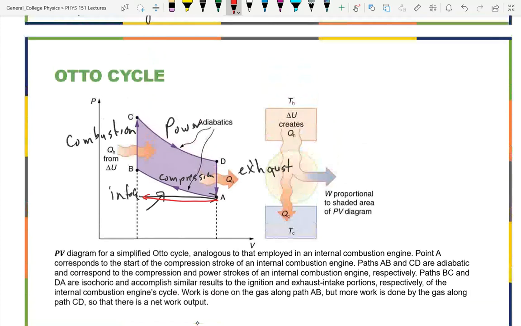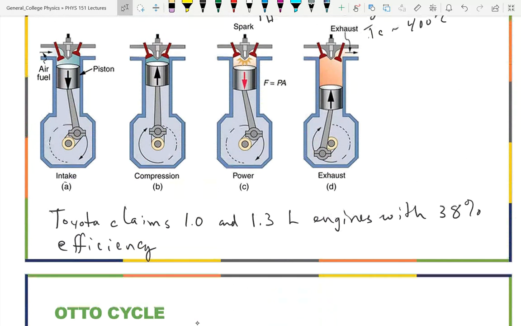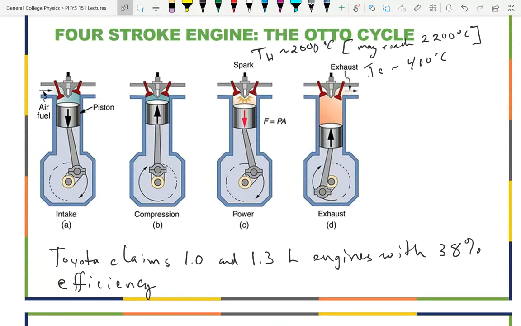Toyota has announced that they have an engine that they claim gives you 38% efficiency. That's a small engine, by the way, 1 or 1.3 liters. It's a pretty small engine. But they claim that they can get 38% efficiency out of this. If you have a diesel engine, the diesel engines get slightly better efficiencies, around 40% or more or so. So diesel engines are more efficient than gasoline engines. They tend to also be more polluting.